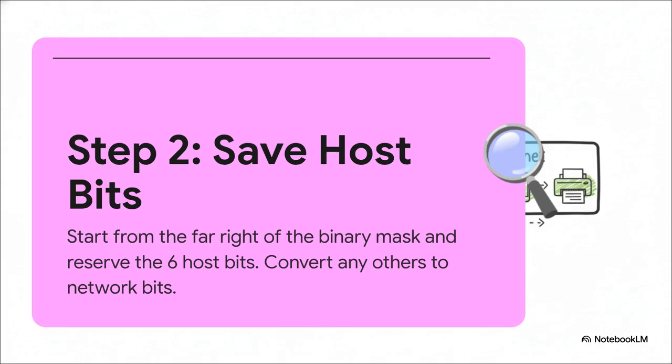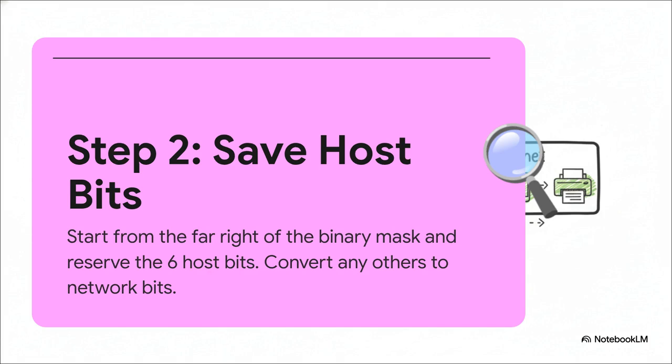Okay, this is the most important part, the actual upside-down move. We're going to look at our subnet mask in binary. We start from the far right side and count in 6 spots. We basically draw a line in the sand right there. Those 6 bits are now saved for our hosts. Any other leftover host bits to the left of that line? They get flipped into 1s.